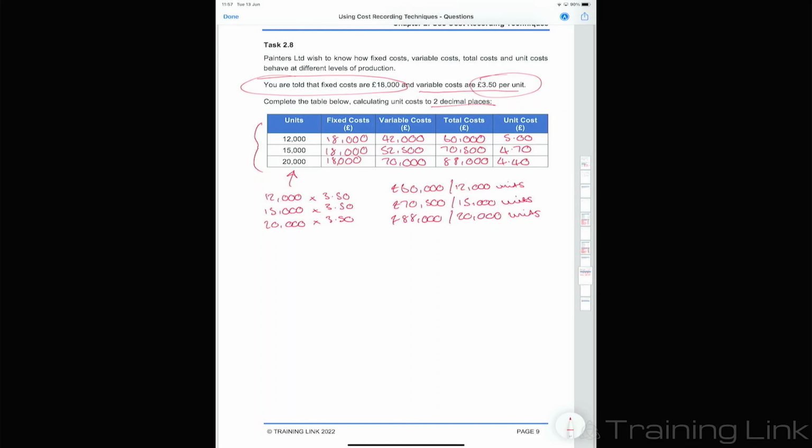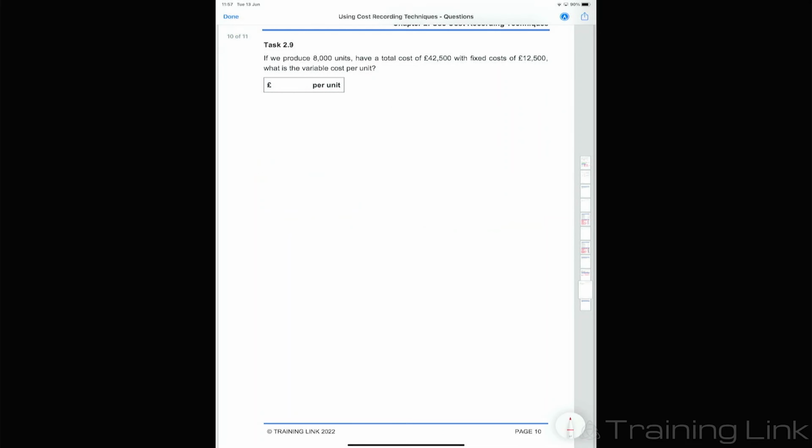Okay. So number 9, if we produce 8,000 units, have a total cost of 42,500 with fixed costs of 12,500, what is the variable cost per unit?